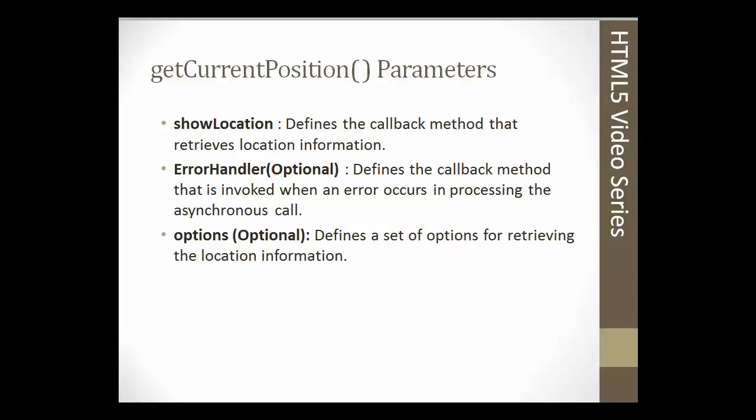Like I said in the last slide, the getCurrentPosition method takes 3 parameters, and first is the required parameter of show location. This is a handler method that gets called if the position is obtained successfully, and this method is specified by the success callback parameter, which I'll display in the programming part of this section. And next is the error handler, which is invoked if there's any kind of error or if the positioning fails. And then finally we have the options parameter, which defines a set of options that I can show you when we start the programming.